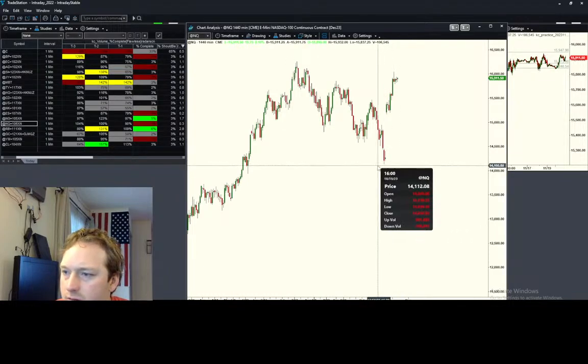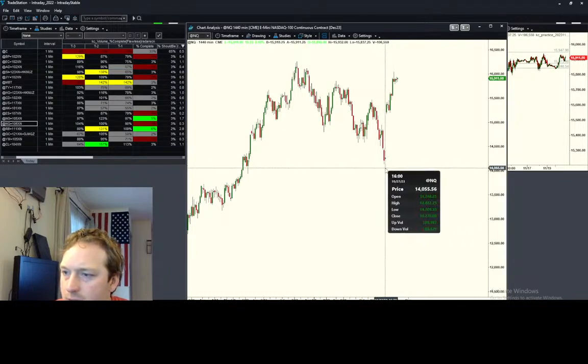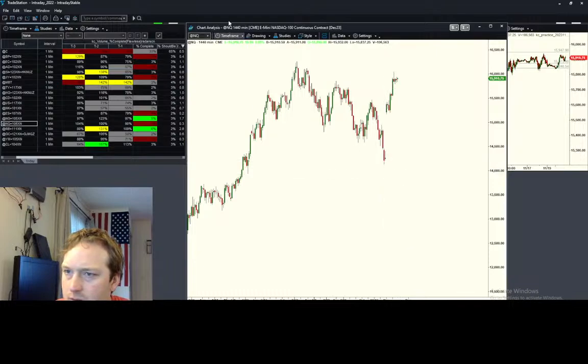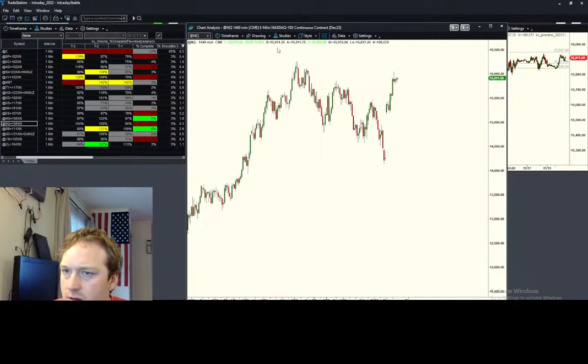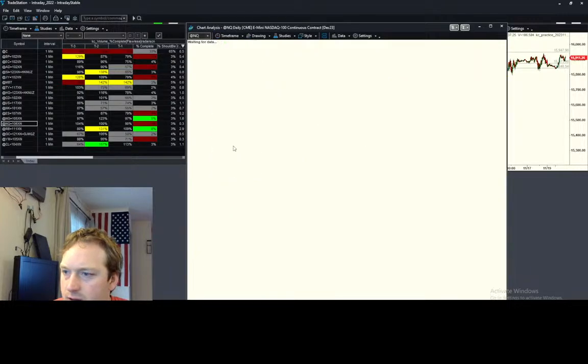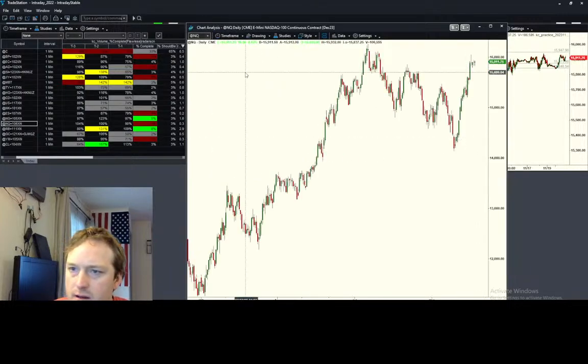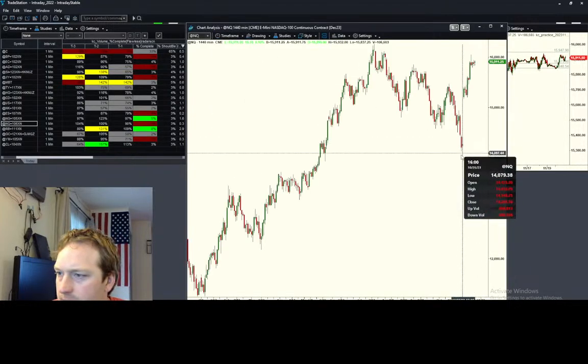This was a contractual gap. What the? Another gap? What is going on here? My session's regular session. That means it includes all hours. Daily chart. Let's look at the daily, see if that's the case. No, it's not the case. What is going on with that gap?